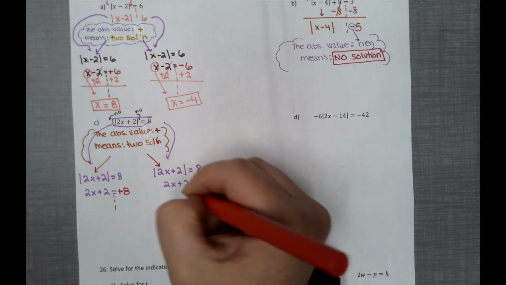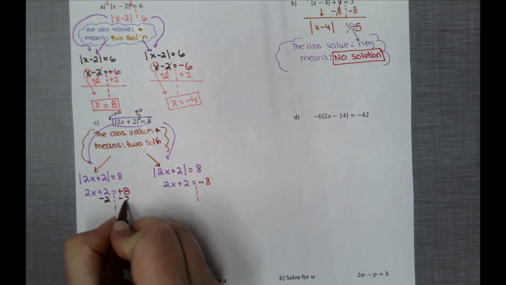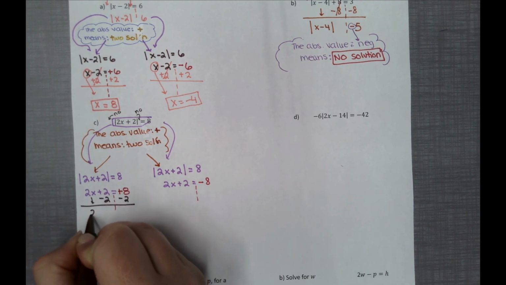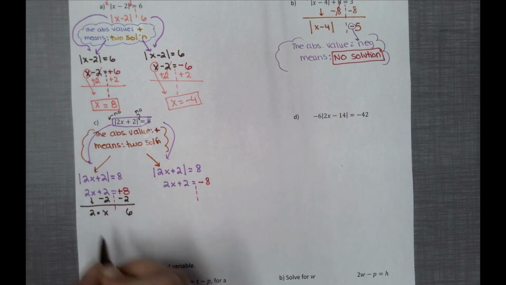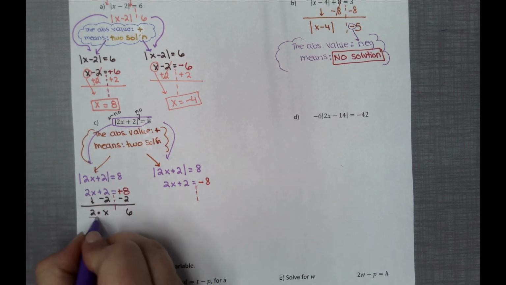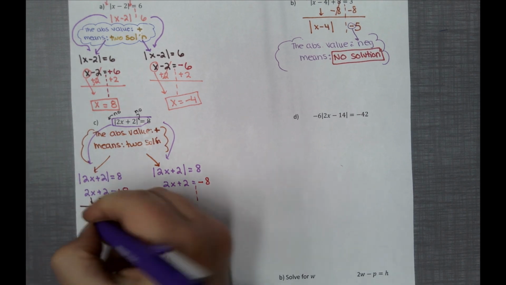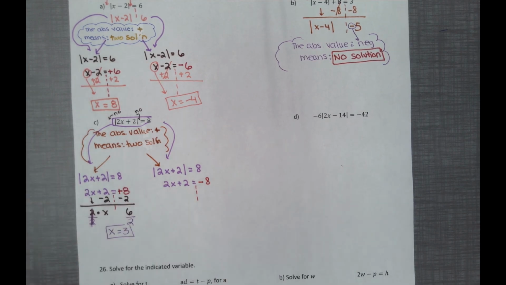Dotted line for balance, dotted line for balance. I'm going to subtract 2 here. Bring down my 2 times x. 8 minus 2 is 6. Let's get rid of that 2 by dividing. I almost said the wrong thing. Divide by 2, divide by 2. Remove the 1. X is equal to 3. We have two solutions. This is one of those solutions.